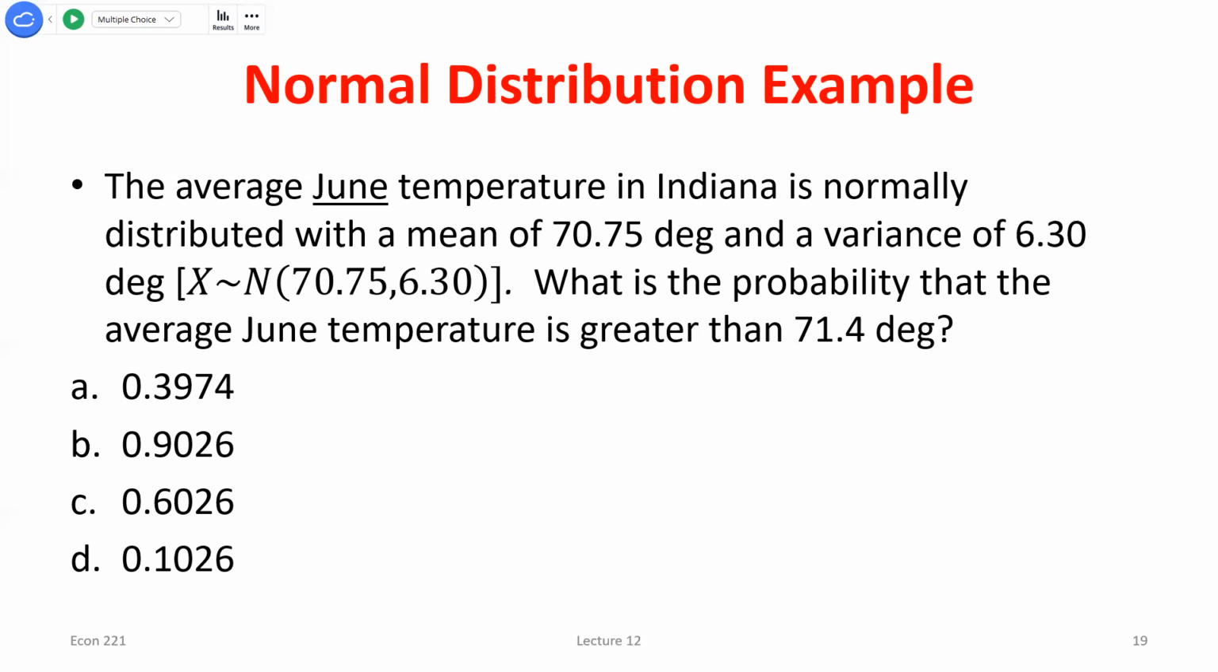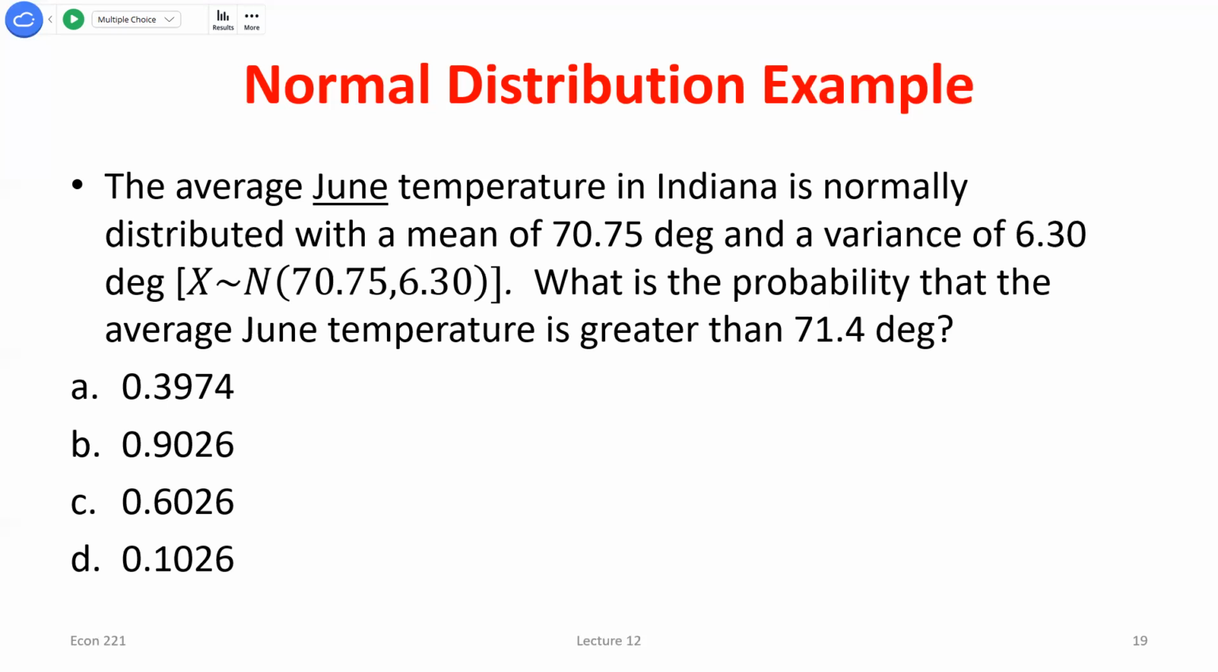The area to the right of the mean is 0.5. So I'm going to have to have something less than 0.5, right? So right away, we'll rule out these answers. Now from there, I don't know if it's A or D.